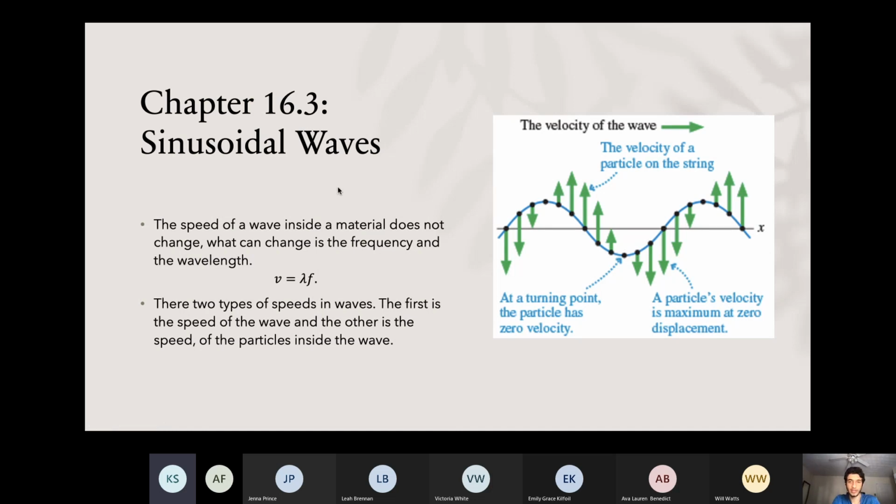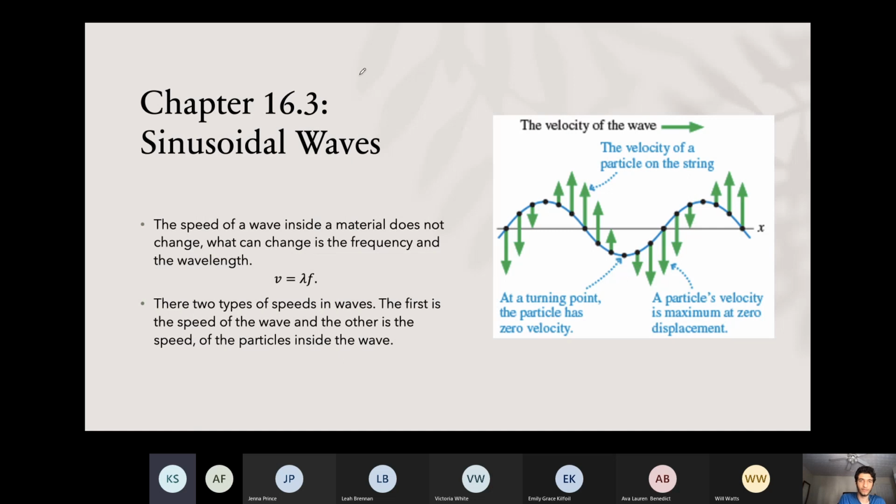Then we move on to the next section, sinusoidal waves. Out of this section, the most important thing that you need to know is this equation. For a medium, any wave has a specific speed, and this speed is v. And for that v, we know v is going to equal lambda multiplied by the frequency. Why does that make sense?